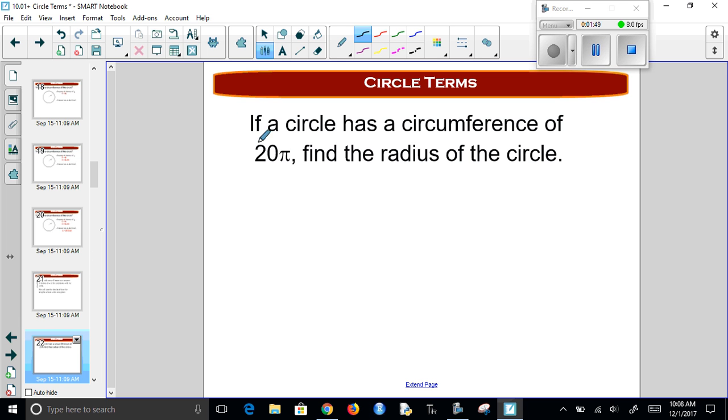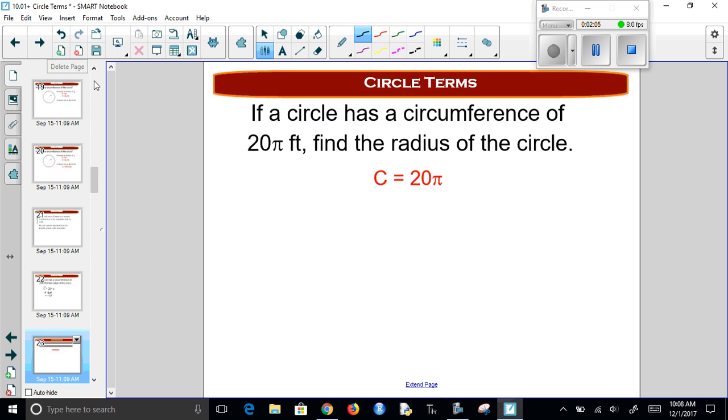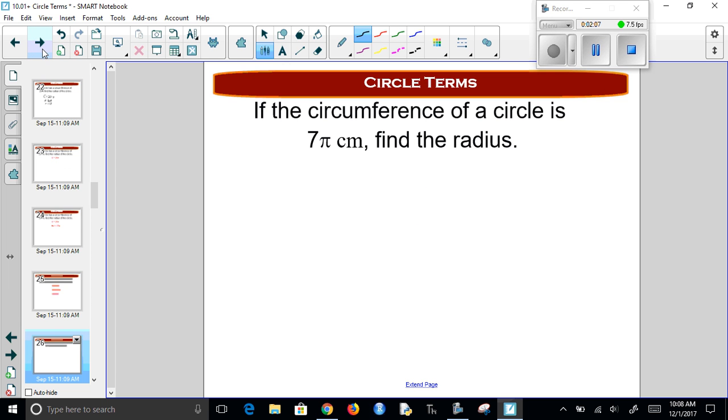Now, if the circumference is 20 pi and we want to find the radius, well, if that's 20 pi, the diameter is 20. That's pretty easy, so then the radius is just 10. All right. Now, if it's 7 pi, the diameter is 7, so our radius is 3.5. Hopefully you get that.